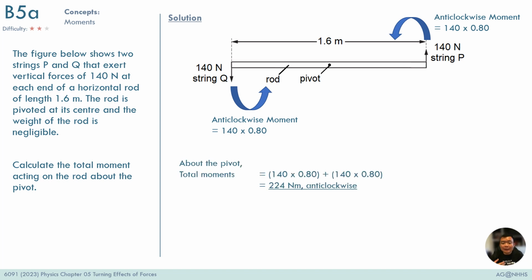So the total moment acting on the rod is simply adding up the two anti-clockwise moments to get 224 Newton meter. Make sure in the answer you have given the number itself, the units, and also the direction of the moments.